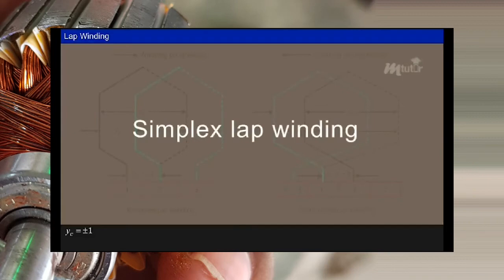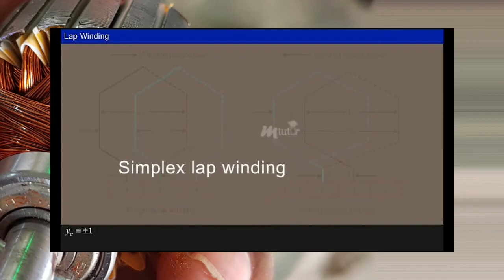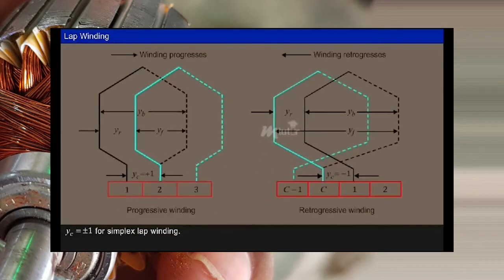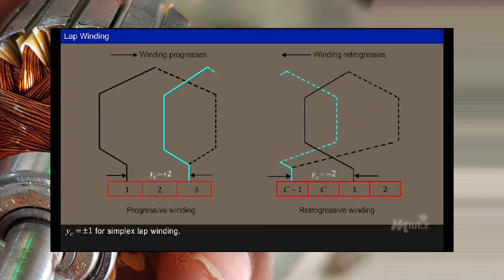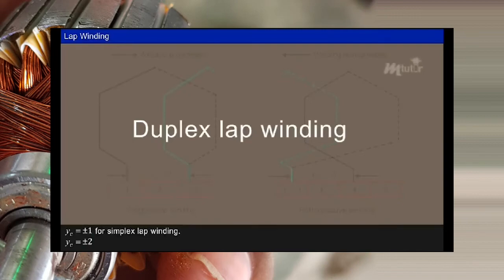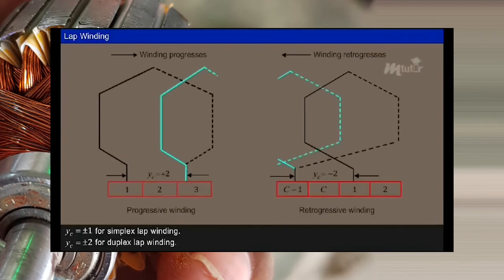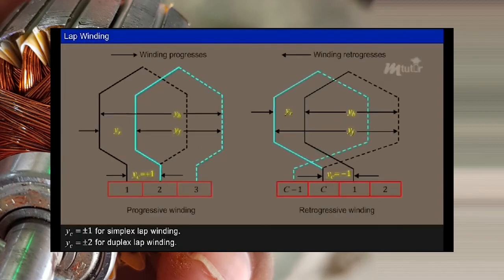The displayed windings are of the simple type of lap winding, as the distance between the two consecutive coils is equal to one commutator segment. If the distance between the two consecutive coils is equal to two commutator segments as illustrated, then this type of lap winding is referred to as the duplex winding. These terminologies are essential in order to design the armature winding.